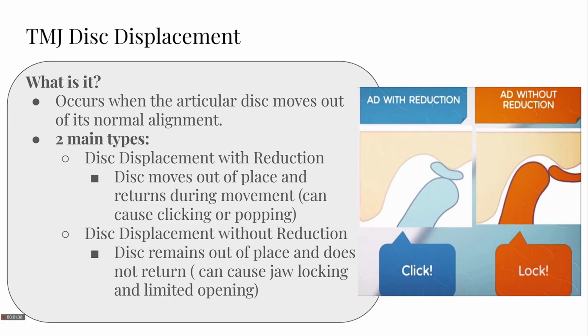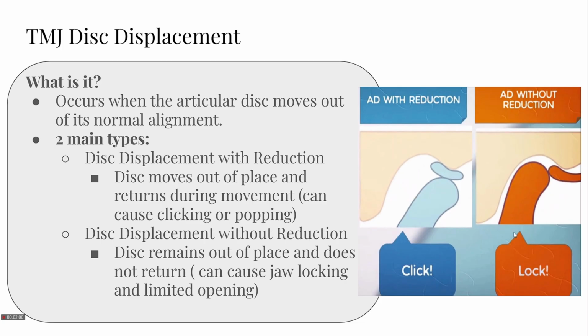There are two main types, with reduction and without reduction. For with reduction, the disc slips out of place with the mandibular condyle moving anteriorly, but moves back when the jaw opens, which usually causes a clicking or popping sound. For disc displacement without reduction, the disc stays out of place with the mandibular condyle positioning posteriorly and doesn't return, leading to jaw locking or limited opening.